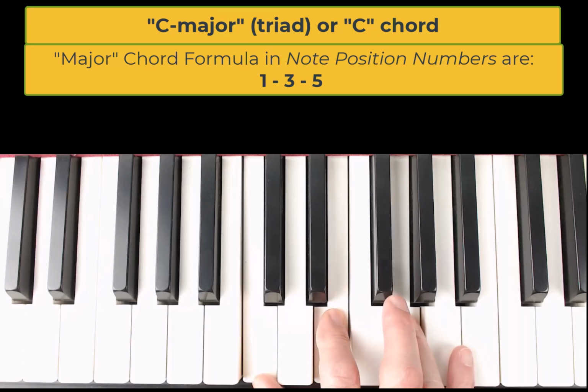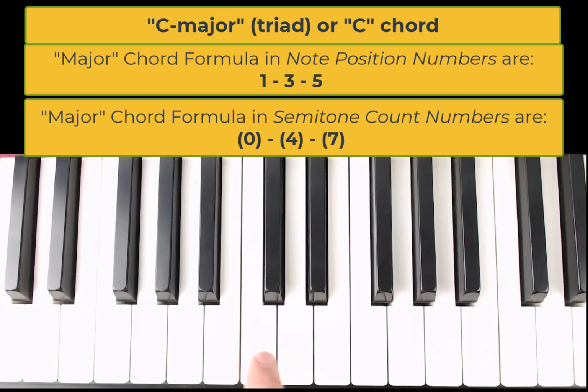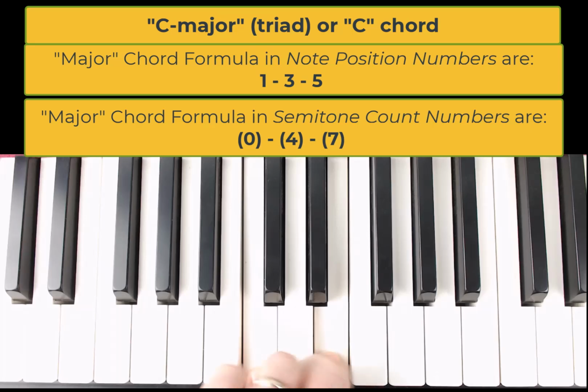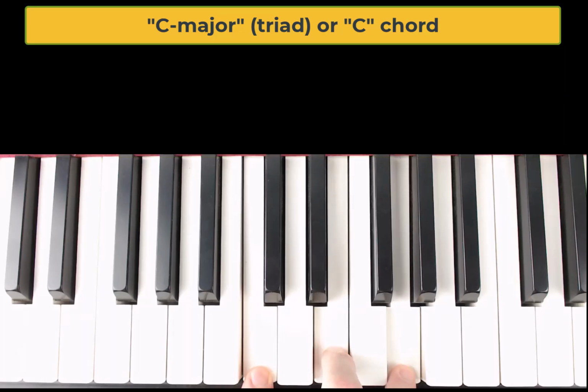That's the chord formula for a major chord, 1, 3, 5. I use semitone count numbers, so I'm going to call them 0, 4, 7: 0, 1, 2, 3, 4, 5, 6, 7. And that's it. So the notes of a C major triad chord, or a C chord, are C, E, and G.